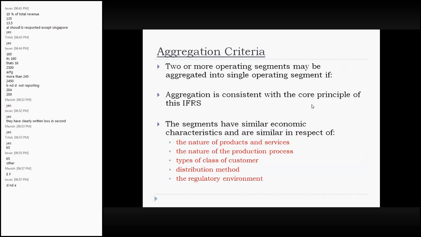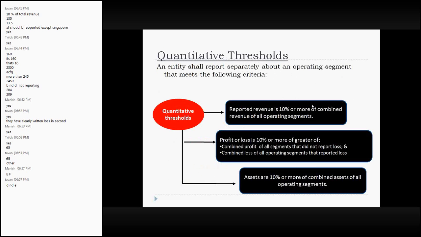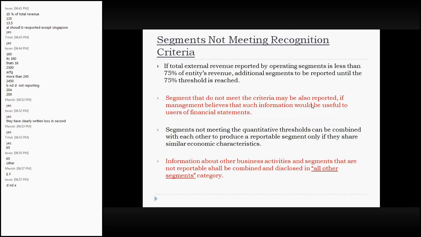Even if these segments, which are D, E and F, reporting 7%, 9%, 8%, share similar economic characteristics, not all 5 but maybe 3 of them, even then they can be combined with each other to produce a reportable segment. Information about other business activities and segments that are not reportable shall be combined and disclosed under the head all other segments category.